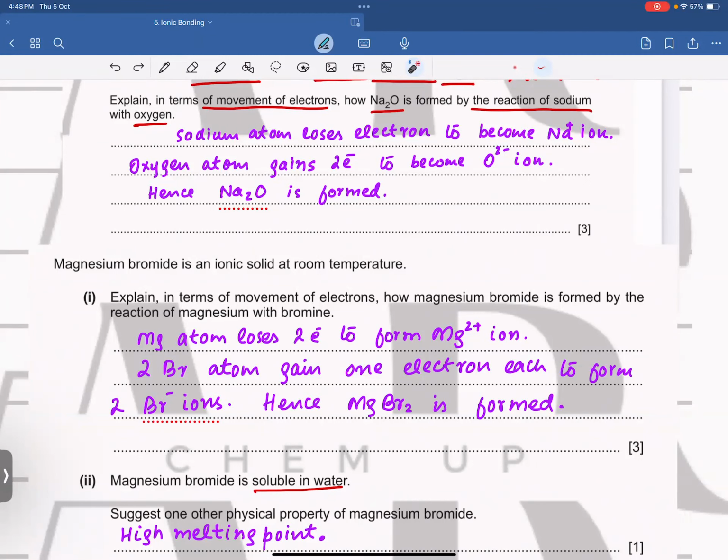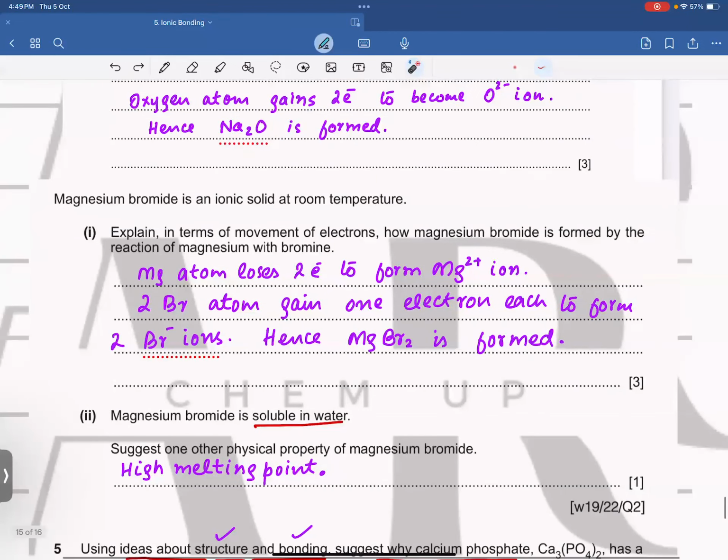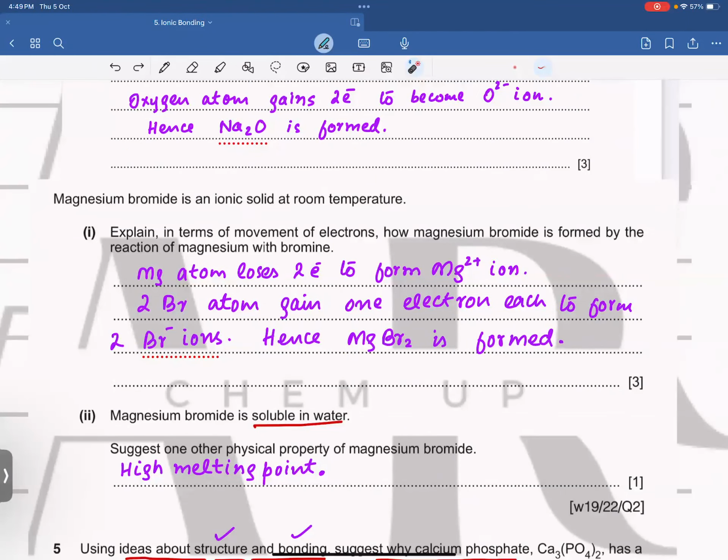Okay, so what will be the one property? See, here they have told you one property, that it is soluble in water, and they are asking you for the other property. So the other property that you can write is that it has a high melting point. Besides this, you can write that it conducts electricity when molten, or that it does not conduct electricity when solid, and so on. So all are going to be acceptable. Is this clear? Yes, Khatija, is it clear to you as well? Yes, sir.